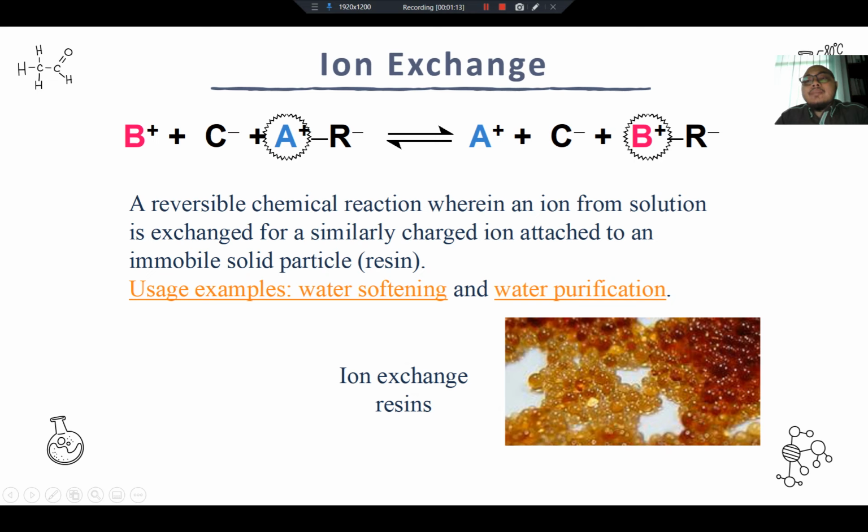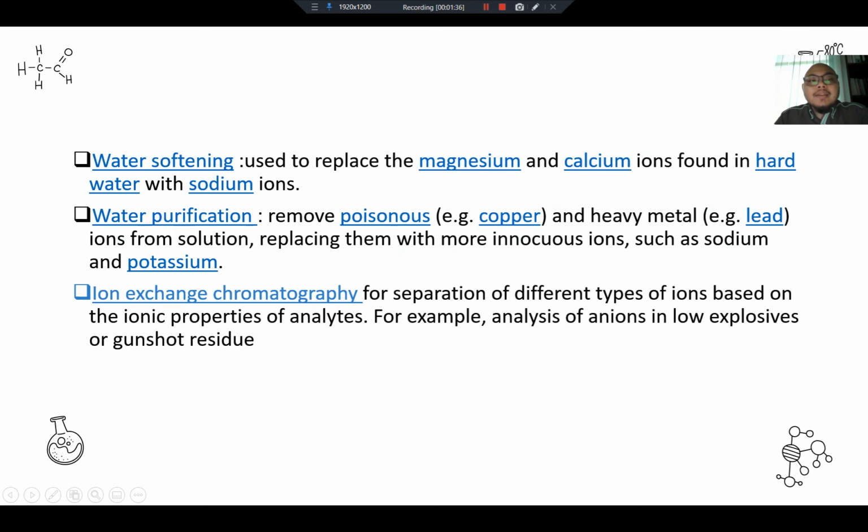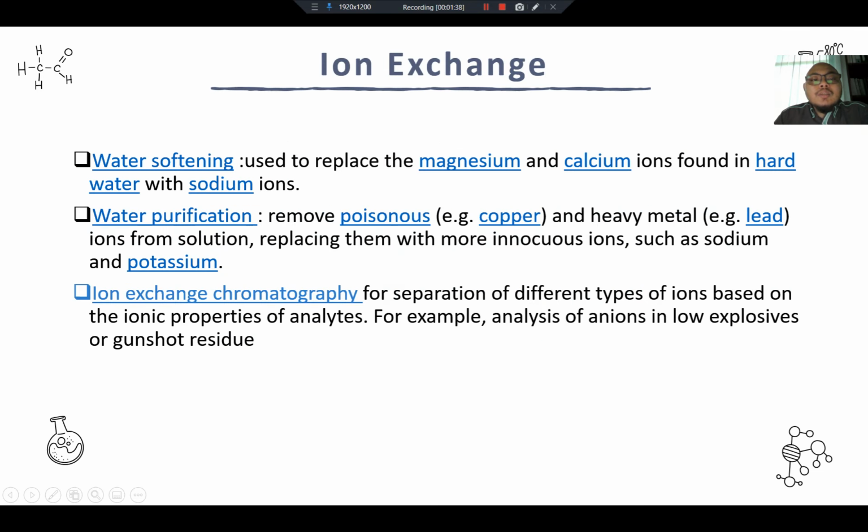So where is the application of the ion exchange? Where we try water softening or water purification, when we try to separate, for example, magnesium from the hard water. Okay, we want to make it soft water, so we can separate the magnesium through the water softening process or water purification lah. Okay, so the water softening is used to replace magnesium and calcium ions found in hard water lah, with sodium ions. So water containing magnesium, or it's hard water lah.